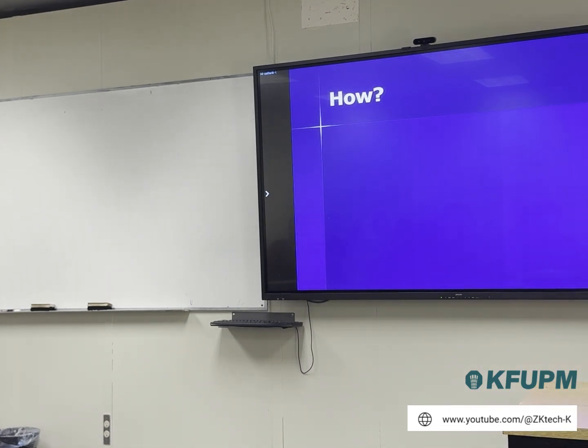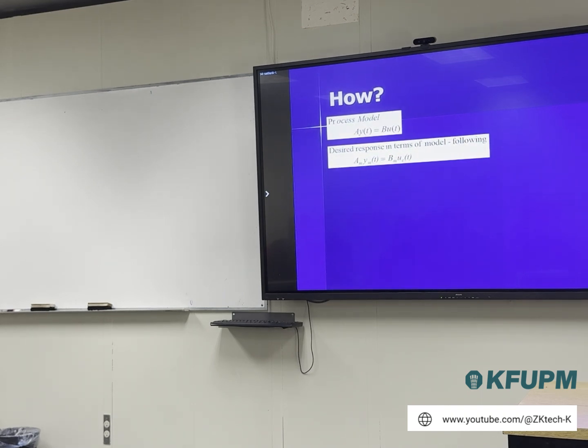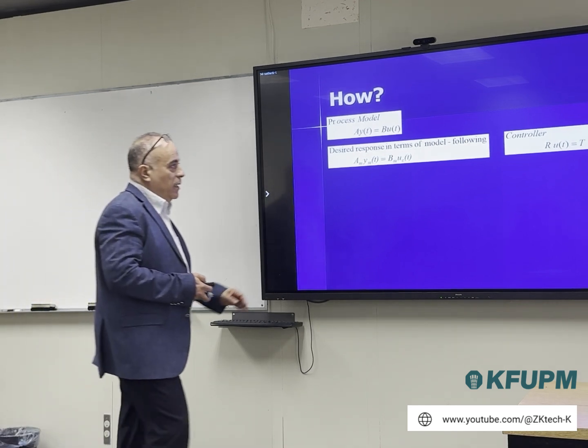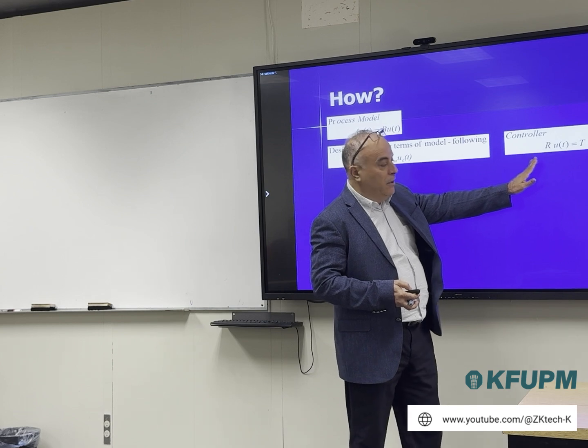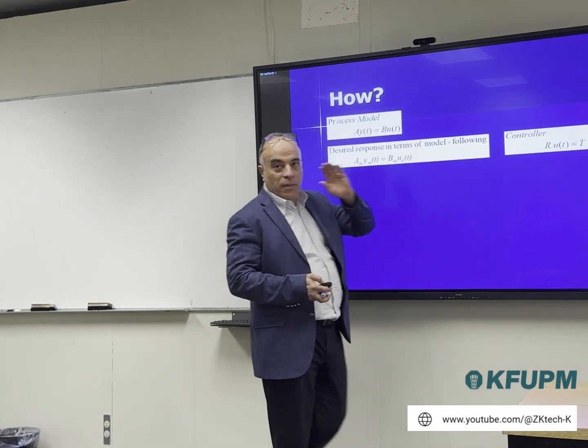So how do we do this? First of all, what we know is that the process model is governed by A times Y equals B multiplied by U of t. This is given for us. What is also given for us is the reference model. We know that the reference model is given: we have AM multiplied by YM equals BM multiplied by UC. And from the calculation that we did, we were able to put the structure of the controller, and the structure of the controller has three unknown parameters, R, T, and S, according to this structure.